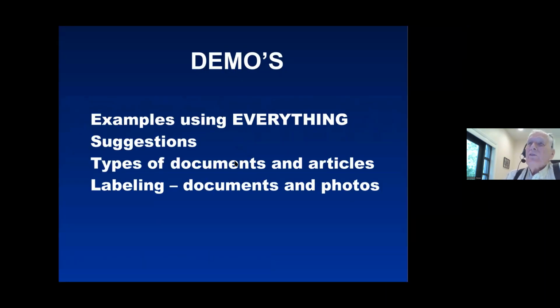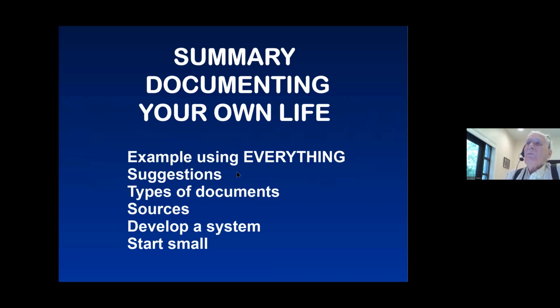Okay, so we've seen all these demos using this program Everything, and hopefully you got some suggestions, and you've seen some ideas of the types of documents and articles and so on, and then the labeling itself. Now here's a summary as to what we've just been talking about. We've looked at examples using Everything. We've given you a bunch of suggestions as to ideas that work for me. Some may work for you. You may need to modify them to suit your own situation.